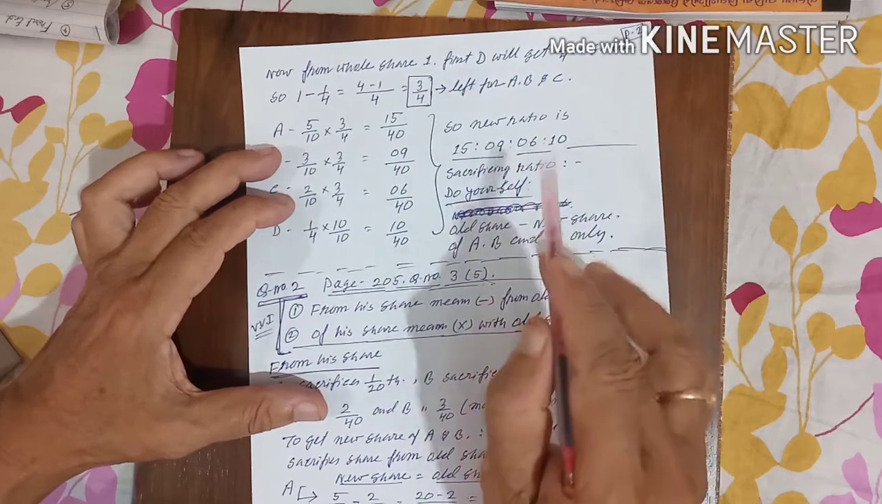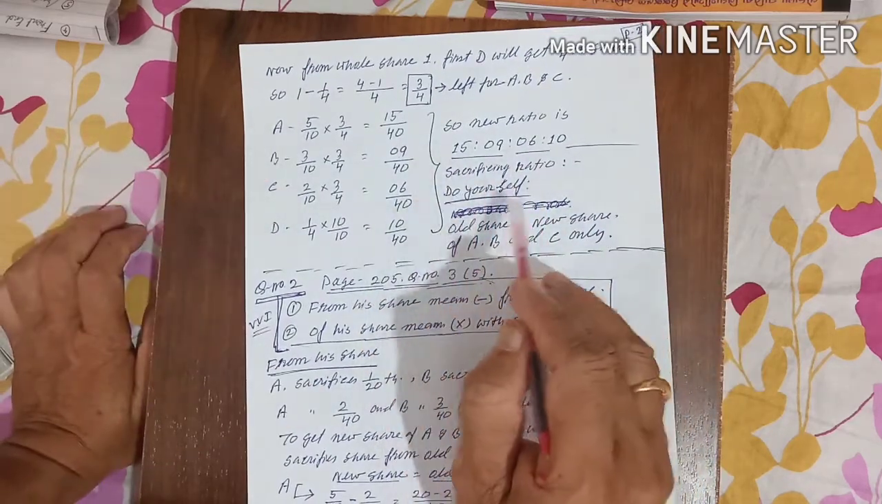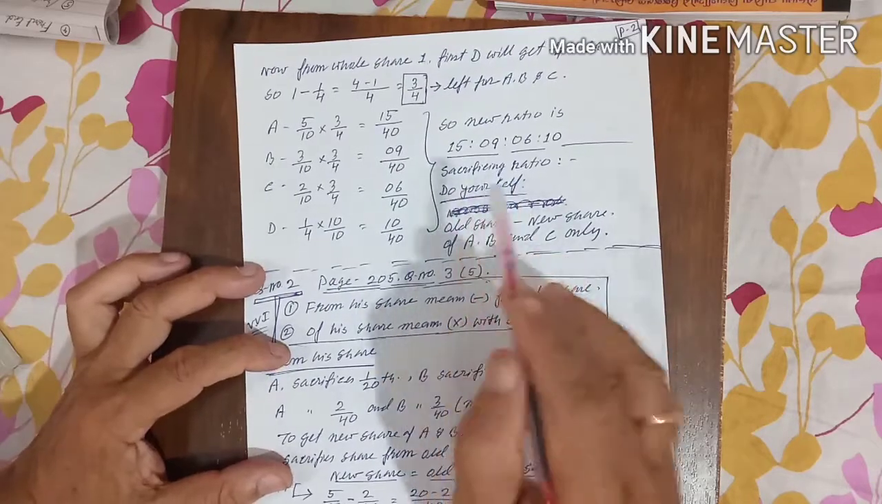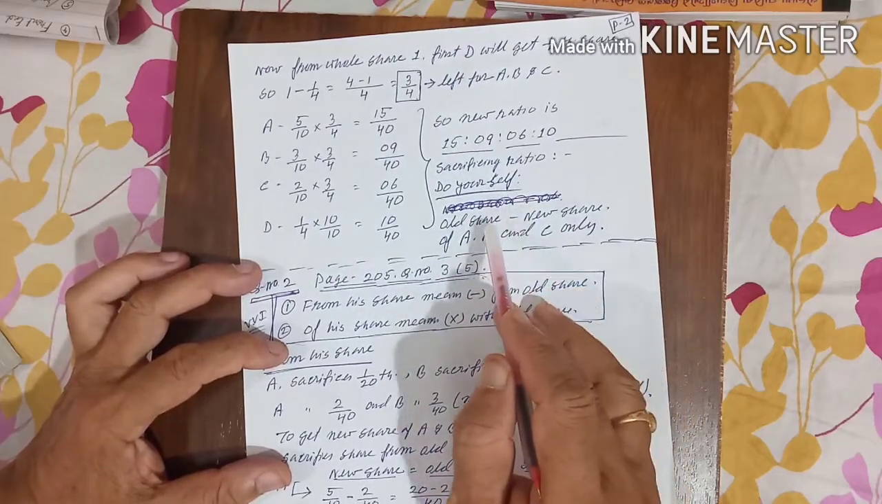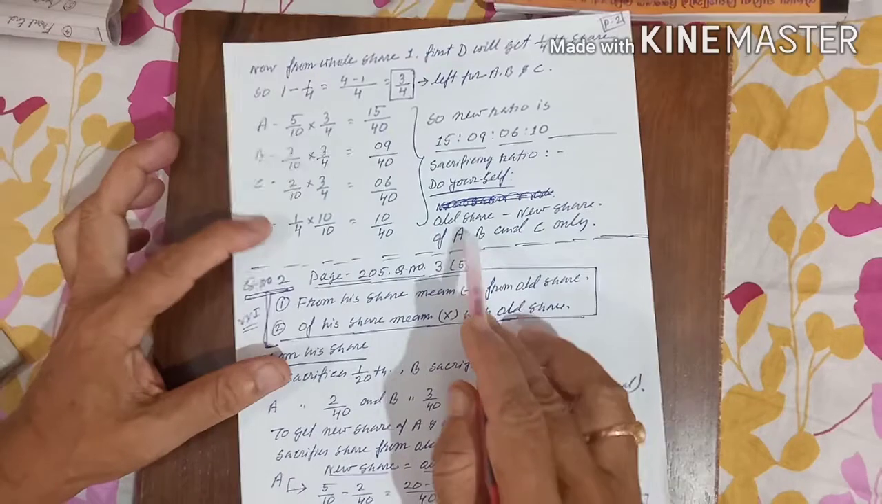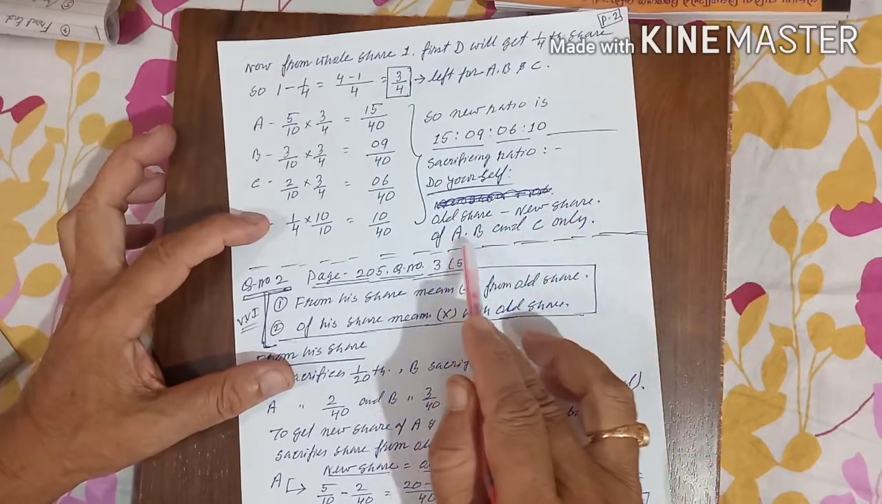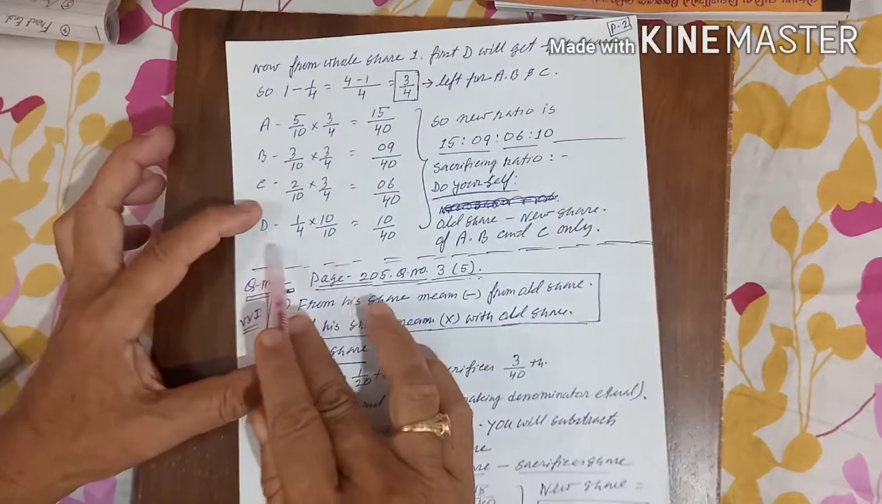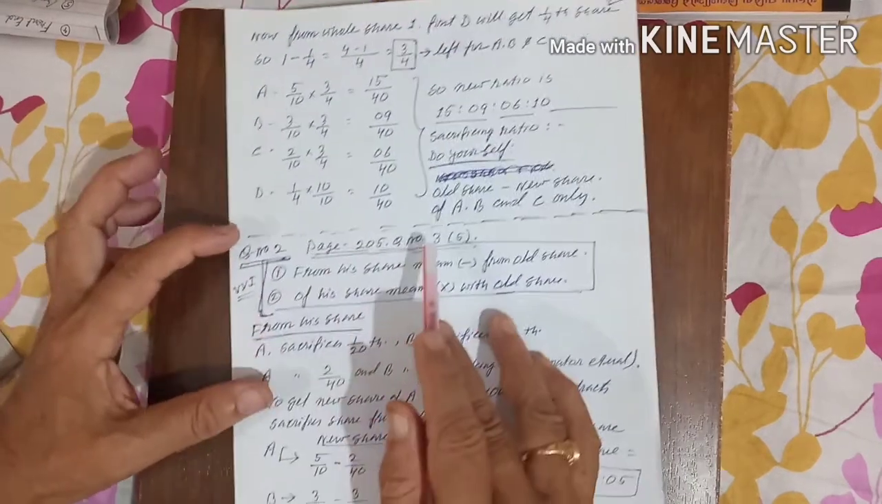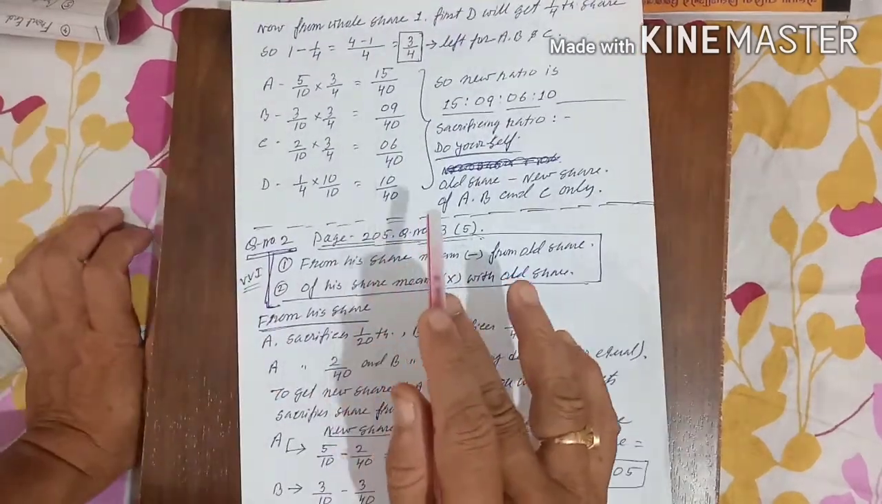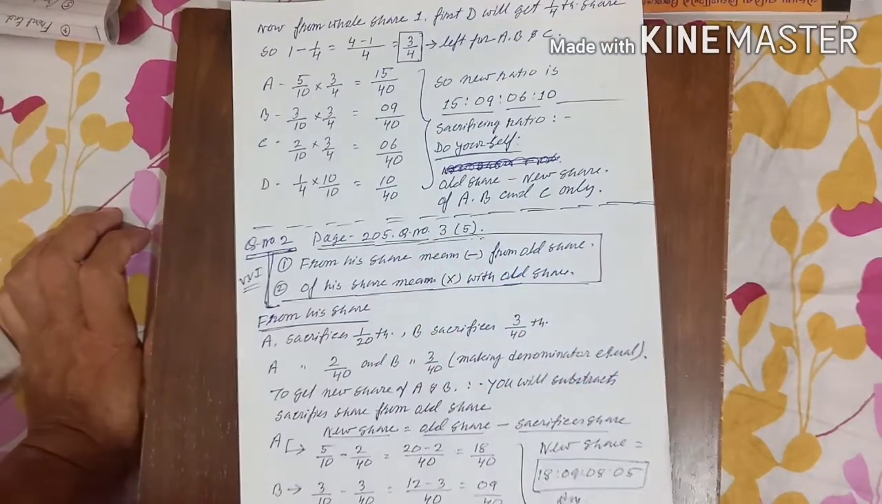That is your answer. And that sacrificing ratio, I did not calculate. All of you know how to do the sacrificing ratio, so I will not tell you. You will do it yourself. Sacrificing ratio, all of you know: old share minus new share, for A, B and C, not for D. D is not sacrificing. This is the first question which I have done on my own.